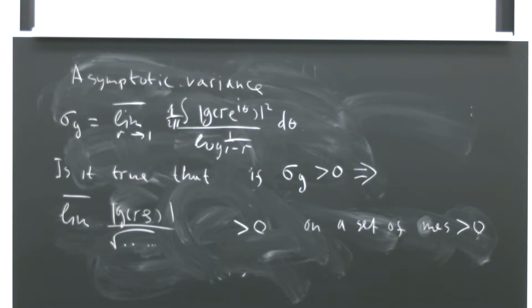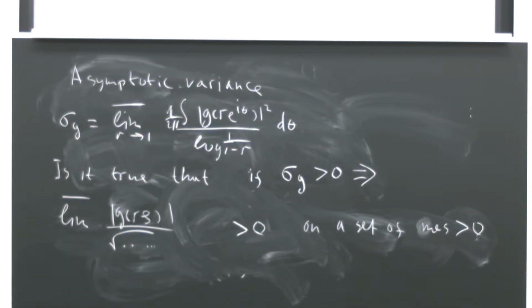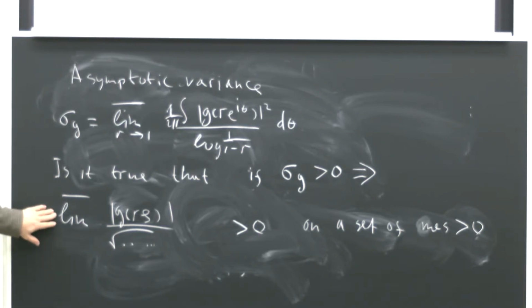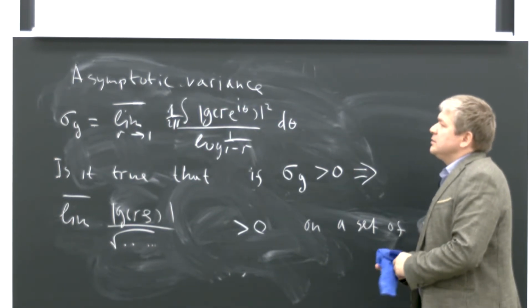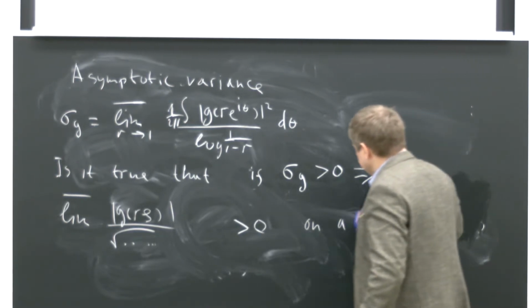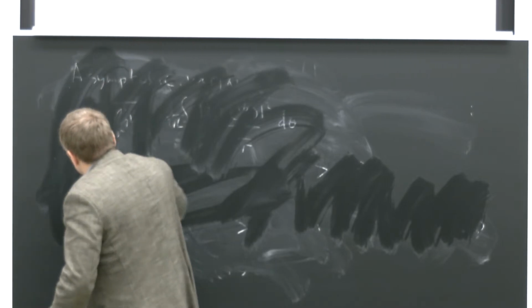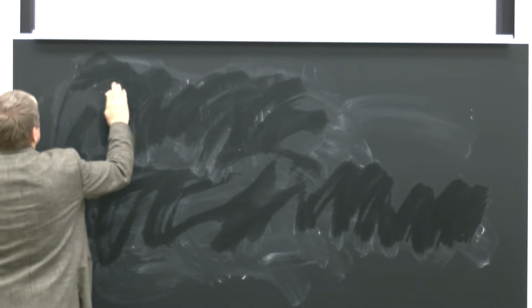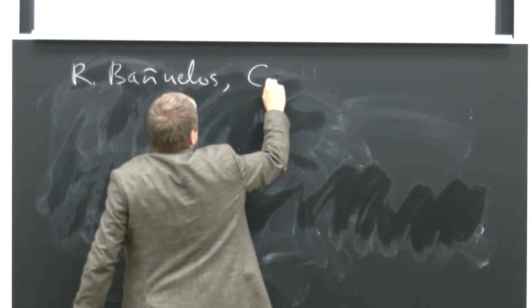And Makarov asked, and Felix Przytycki constructed some examples that support this conjecture. And he conjectured that this question has a positive answer. However, in 1991, Rodrigo Bañuelos and Charles Moore disproved this conjecture.